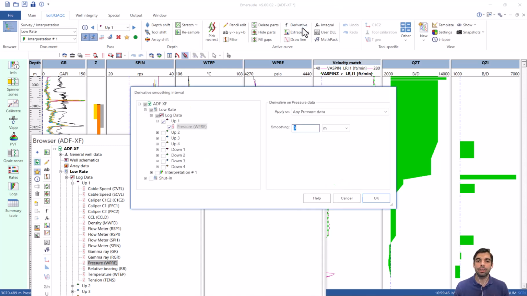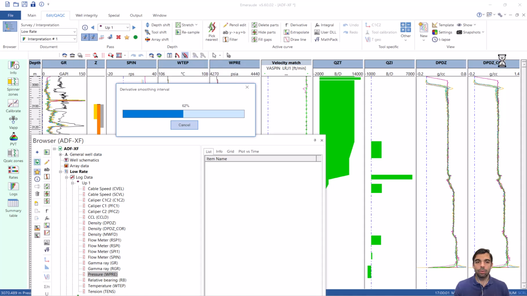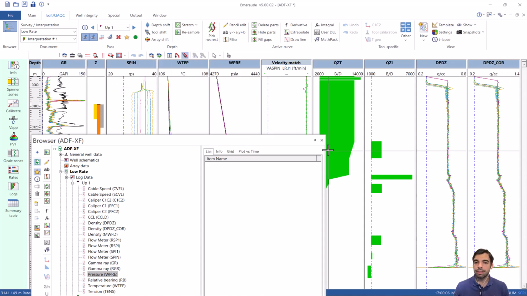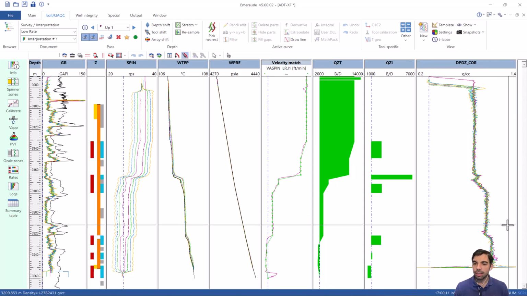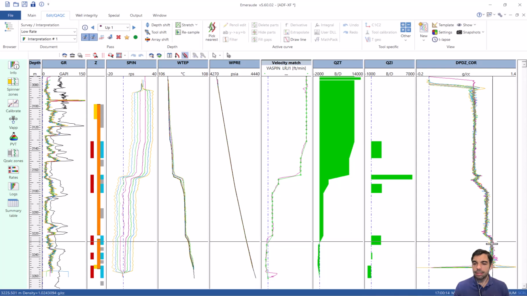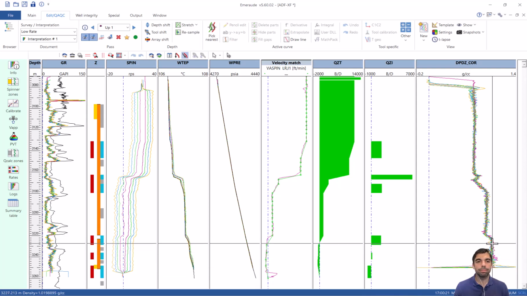So by clicking here on derivative, I'm going to select all the passes, apply smoothing, and we are computing the DPD set and the DPD set corrected for deviation, okay? And we can start to see that there are different densities, right? Let me just look at the corrected for deviation, and the density down here is around 1.01. So indeed the 3 perforations are immersed in water.